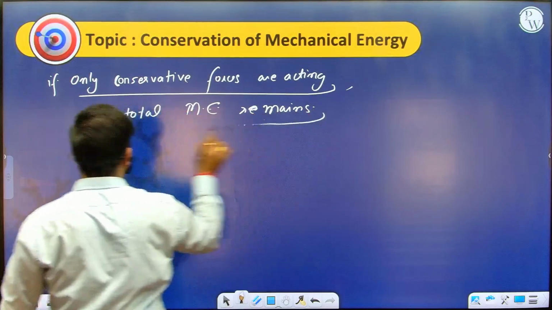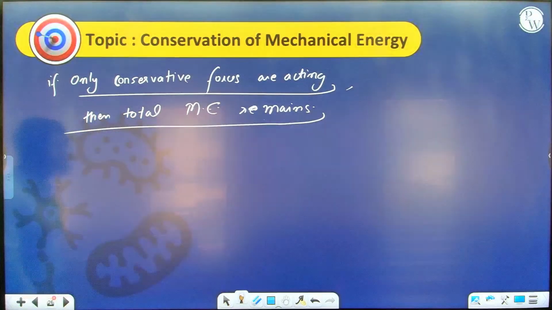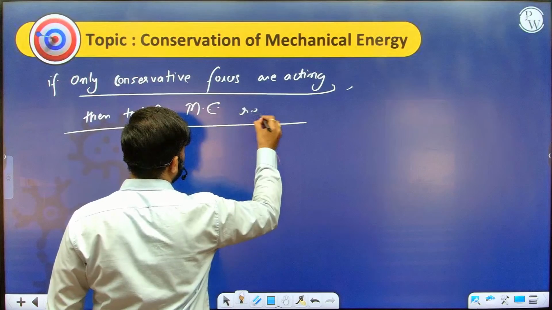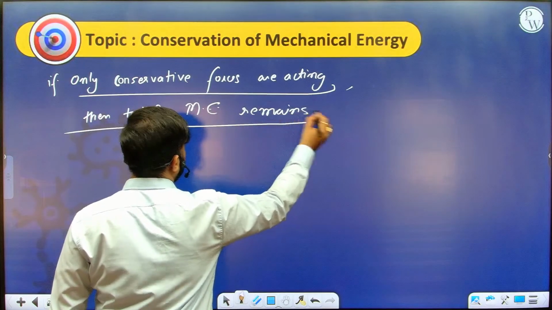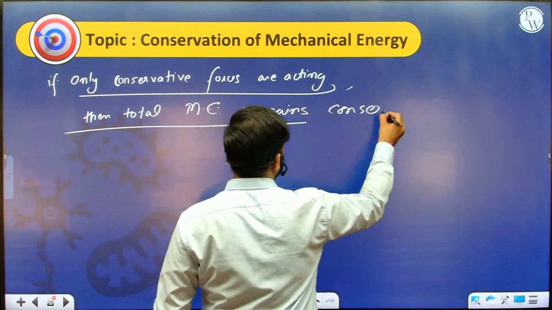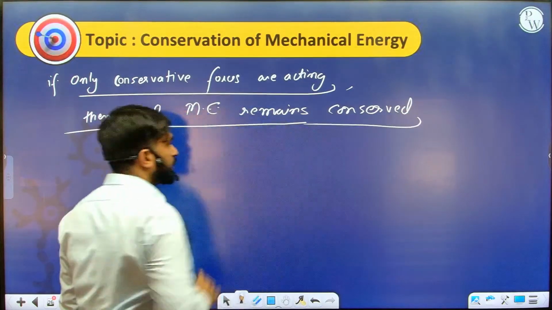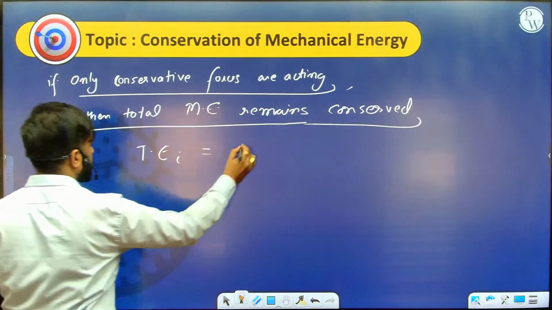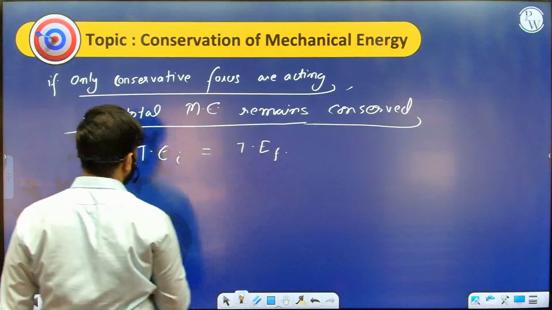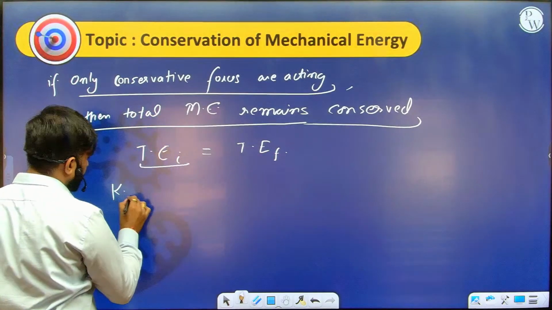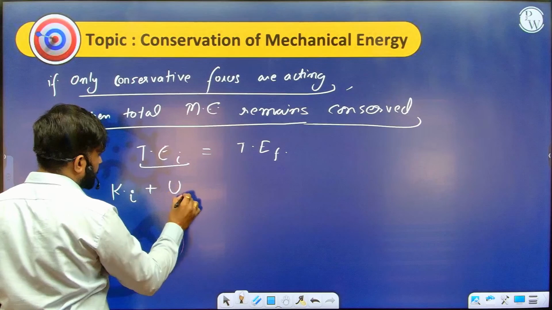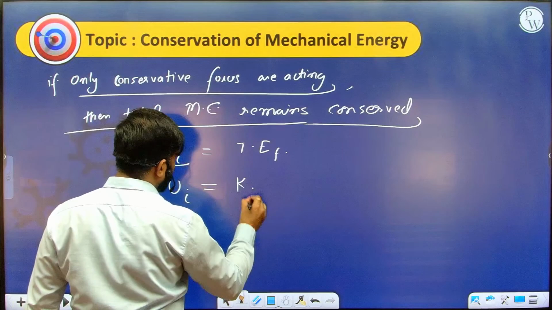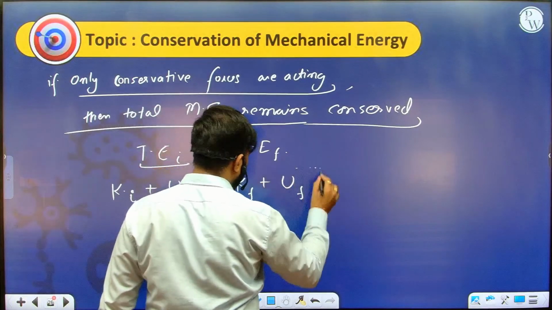That means if the friction and drag forces are absent, then the total mechanical energy remains conserved. That's it. Okay. So you can apply the conservation of mechanical energy, that the total initial mechanical energy is total final mechanical energy, which is the sum of initial kinetic plus initial potential, final kinetic plus final potential.